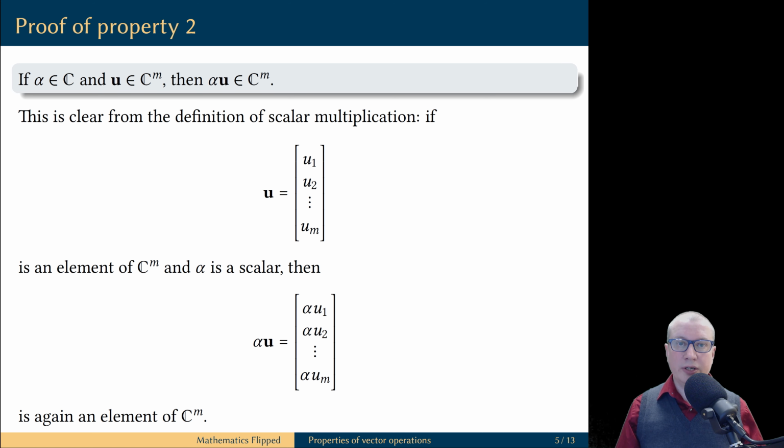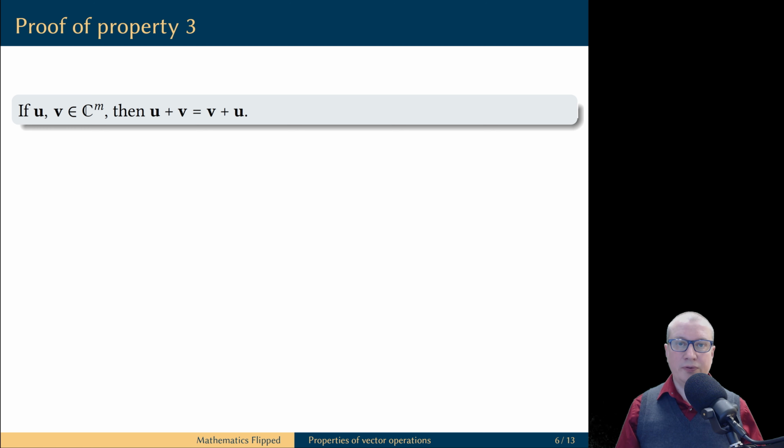This is also clear from the way we defined the operation of scalar multiplication, because if we scale a vector of size m, it is again a vector of size m. Let's prove that the operation of vector addition is commutative.